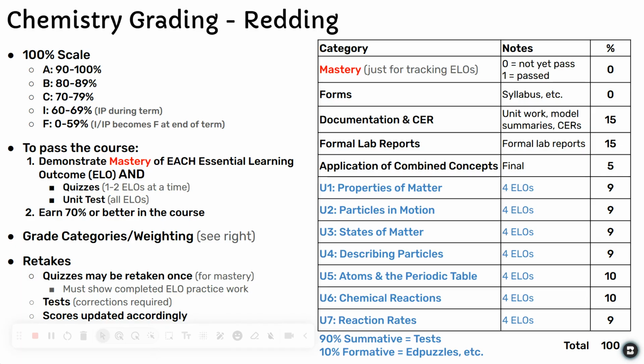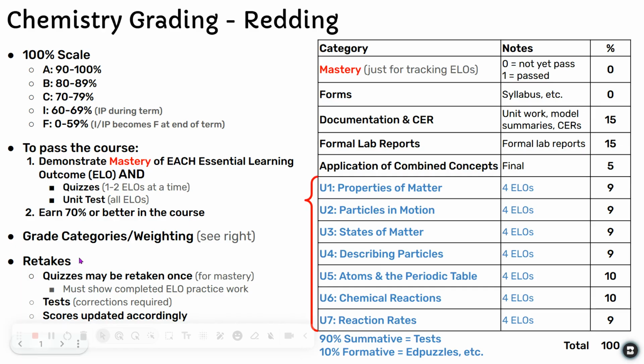Forms is a category where I track whether or not parents and students have signed the syllabus, etc. The documentation and CER, which stands for Claim, Evidence, and Reasoning, category is all unit work, model summaries, and CERs outside of the material below in blue. This is 15% of the grade. Formal lab reports, there will be a handful of these throughout the term, are 15% of their grade. And then a fancy way of saying final exam, application of combined concepts, is 5% of their grade.